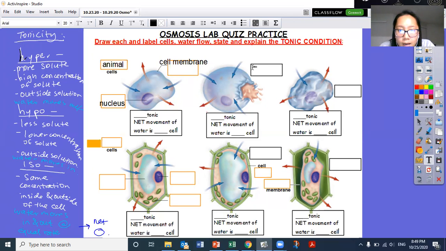Over here, we have a cell that is bursting from being overfilled, and that would be called lysis, right? Remember, to lyse means to break. And over here, we have a cell that is losing a lot of water, and therefore it is shriveling or shrinking, so it is crenating.